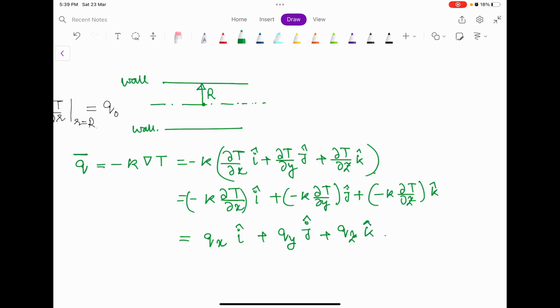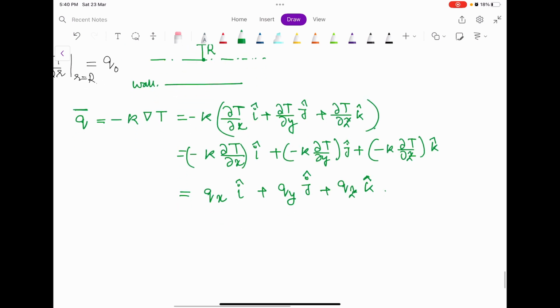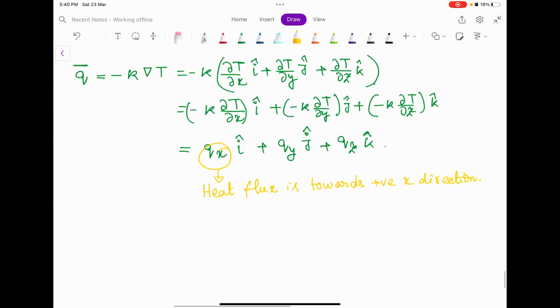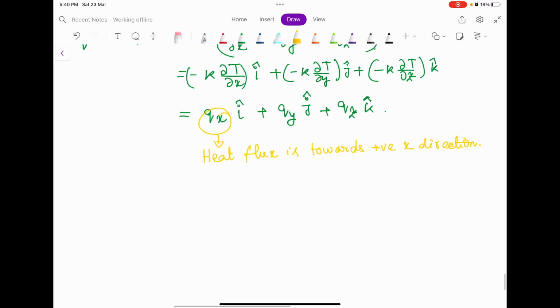Notice that when I am writing q_x, that means the heat flux is towards the positive x direction. This is the x component of the heat flux vector. So whenever I am writing q_x, this is heat flux towards the positive x direction.